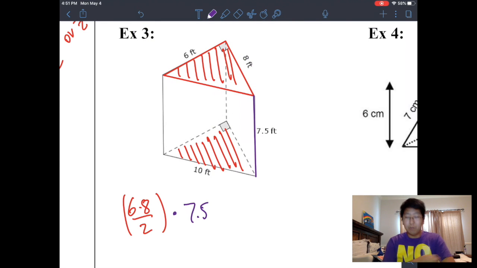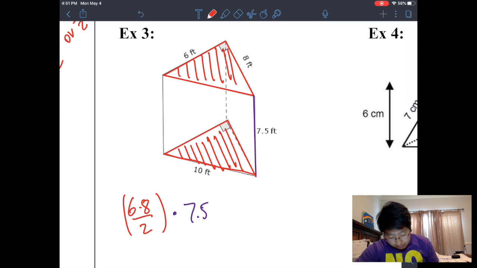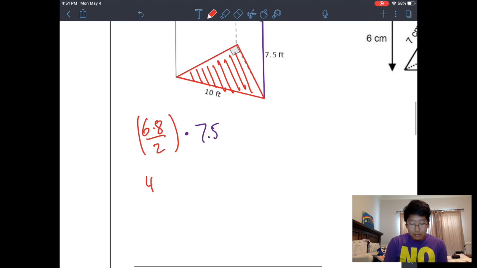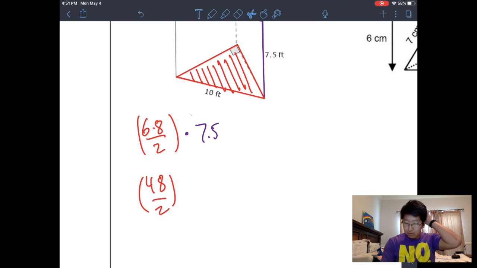by 7.5. So if you got confused by where I got these numbers, I'm going to actually draw it again. Okay. The triangle is the base. I need to find the area of the base. So the area of the base is 6 times 8 divided by 2, 1/2 times base times height, or base times height divided by 2. So base is 6, height is 8. 6 times 8 divided by 2 times 7.5. 7.5 is the height of the entire three-dimensional object. Okay, so 6 times 8 is 48, divided by 2 times 7.5.